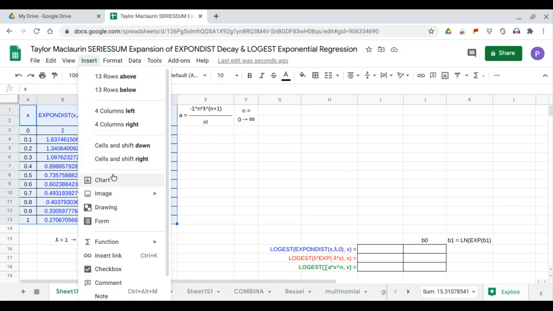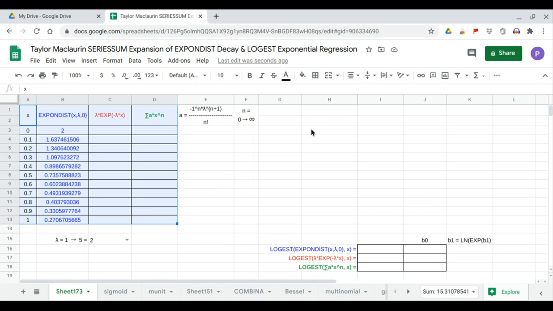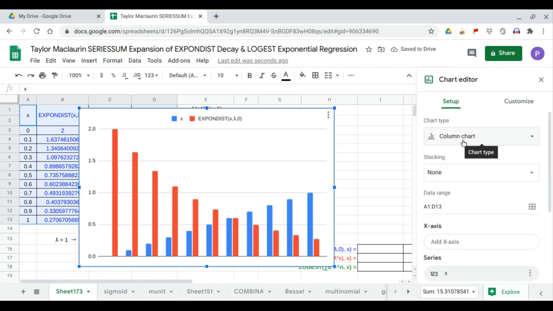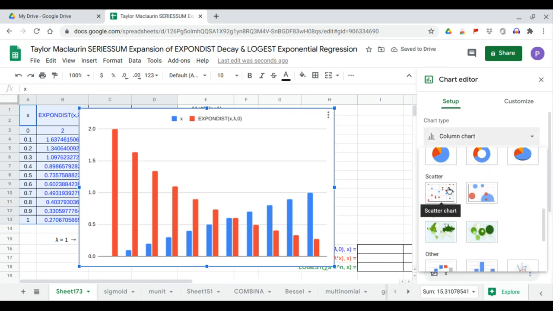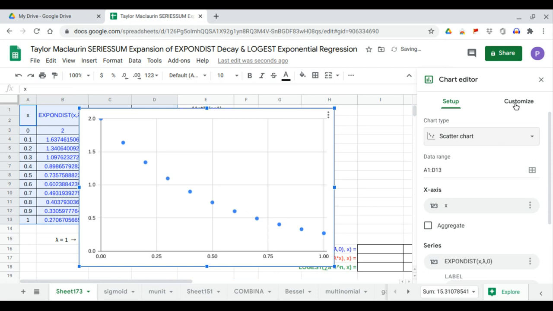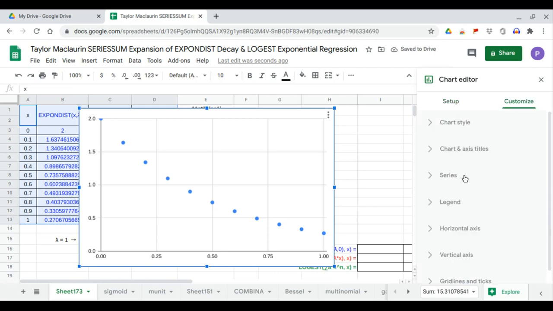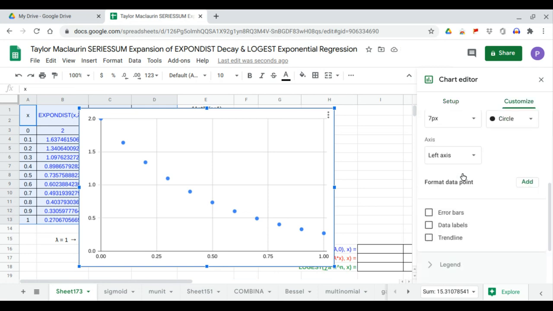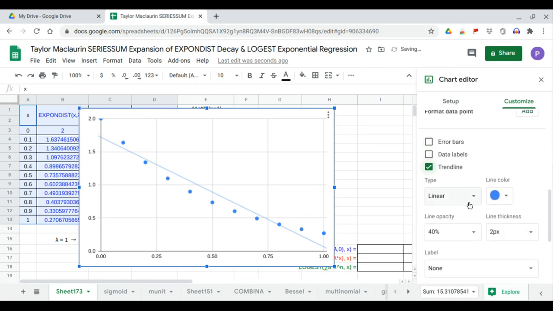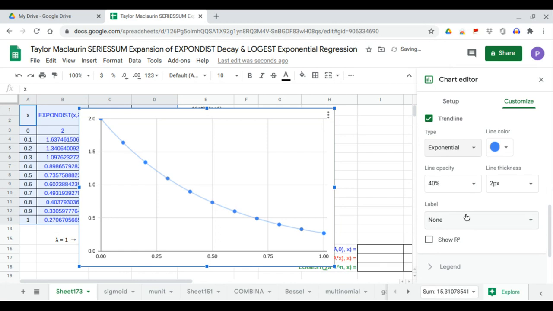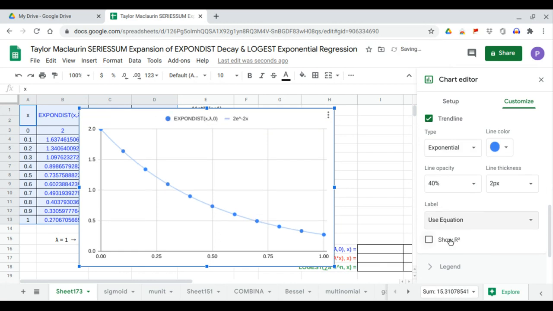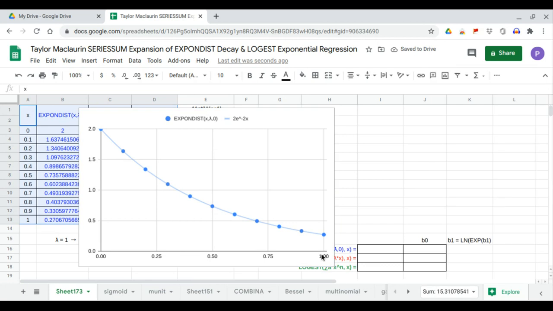And we'll chart this. Insert, chart. We will use scatter chart. And show the trend line. And the trend line will be exponential. And show the equation. That's 2 minus 2x because our value of lambda is 2.